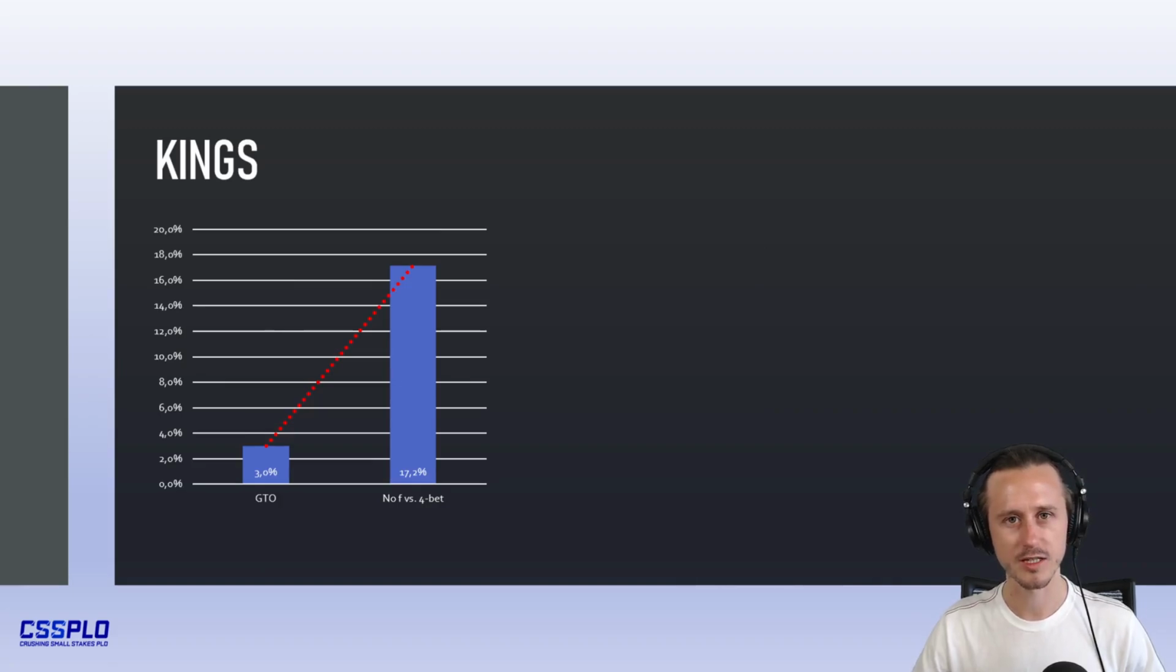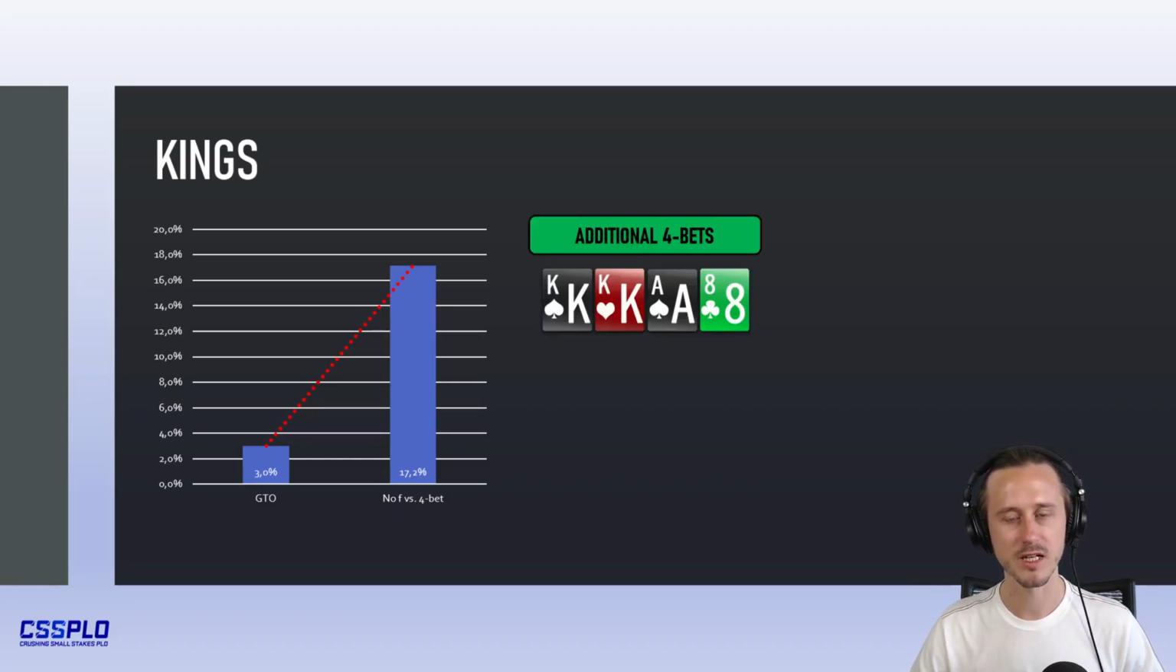Let's look into kings. I mean, this is one of the most interesting outcomes here that we see, and something that we can have some clear takeaways on. In a GTO setting, only 3% 4-betting. In a no fold versus 4-bet setting, 17.2%, so a massive increase. Additional 4-bets that we now see is that single-suited kings that have an ace are almost a pure 4-bet, hands like ace, king 8 single-suited, for example.